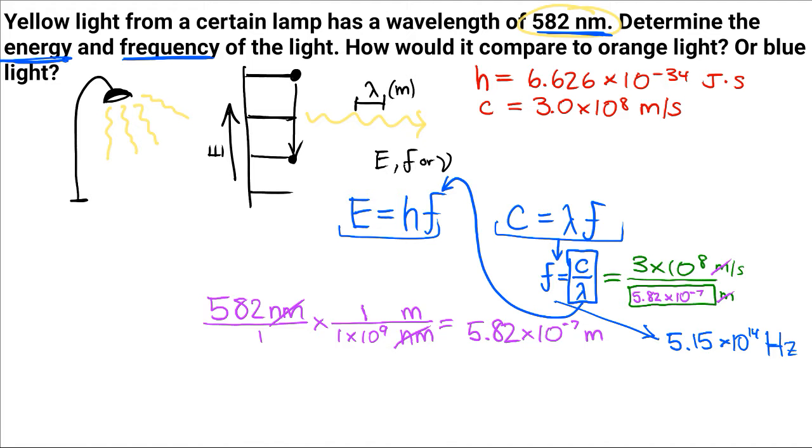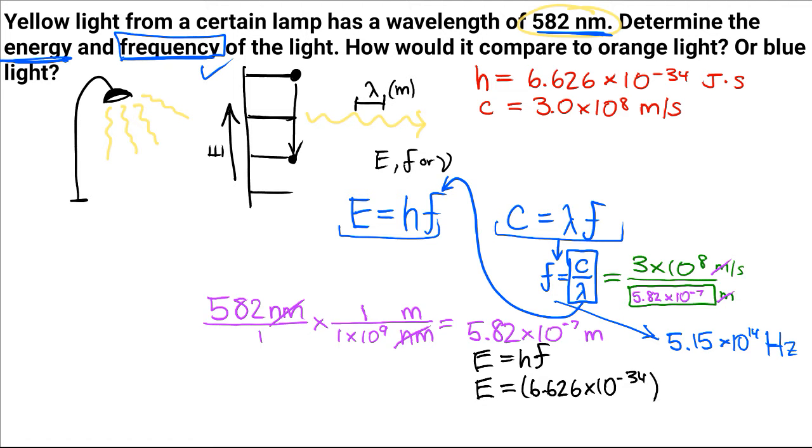I've actually found the frequency already, and I can use that and plug that into the first equation to find the energy. So let's remind ourselves what the first equation is, and it's written up there. E equals hf. The energy of that light is equal to Planck's constant, which is 6.626 times 10 to the negative 34th, times the frequency, which is 5.15 times 10 to the 14th hertz.